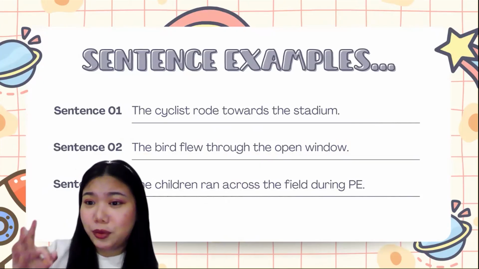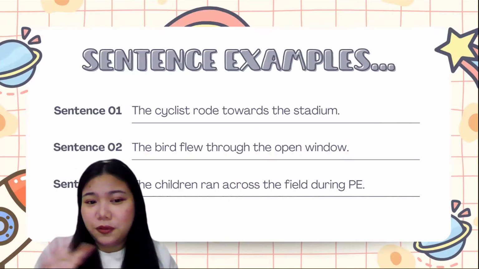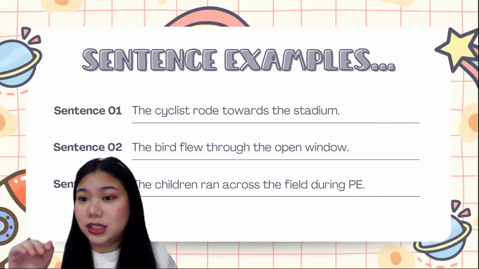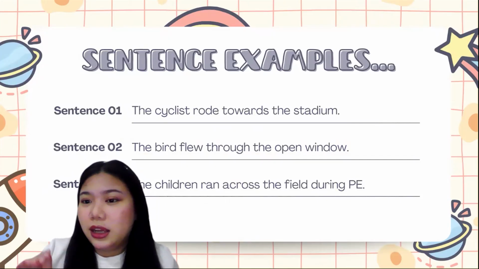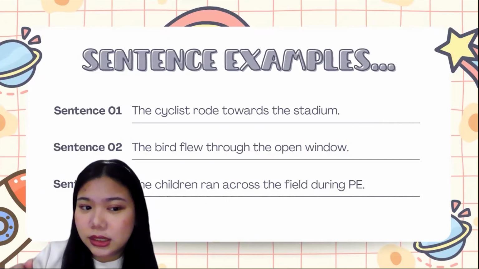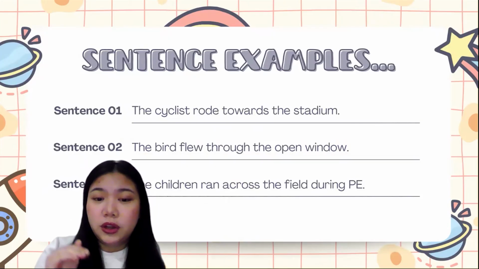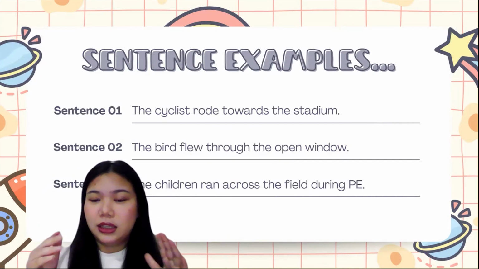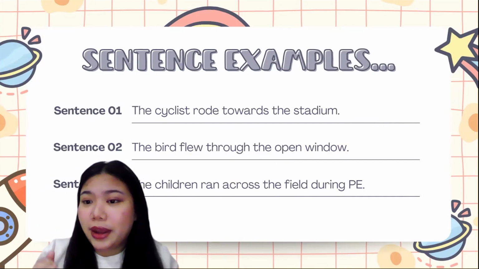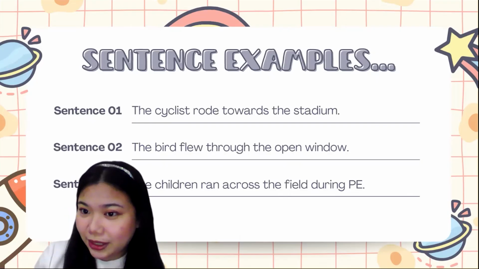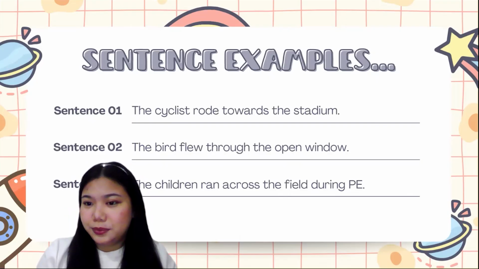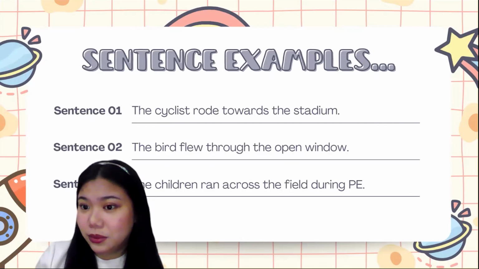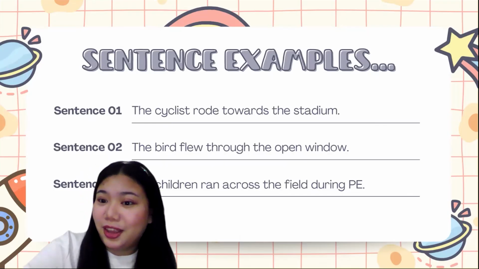We have three. I'm going to show you three. The first one says, the cyclist rode towards the stadium. The preposition of direction here is towards. Second, the bird flew through the open window. Through. Third one, the children ran across the field during PE. So that's the prepositions of direction in sentences. We have three of them. Don't forget that. Thank you.